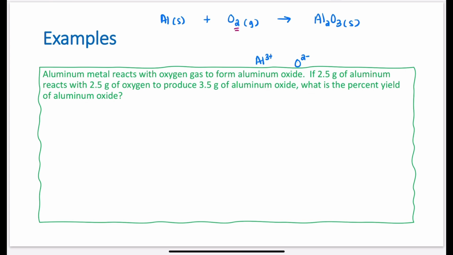Balance this out. I recommend doing the oxygens first. You've got that 2-3 ratio going. You're going to have to get rid of that. So put a 3 in front of the O2 and a 2 in front of the Al2O3. That's going to cause me to put a 2 in front of the aluminum over here as well.